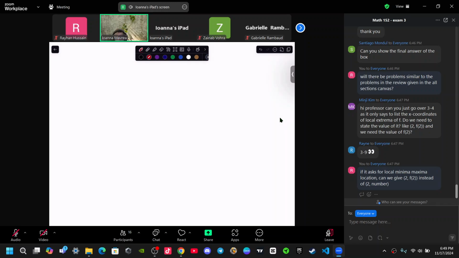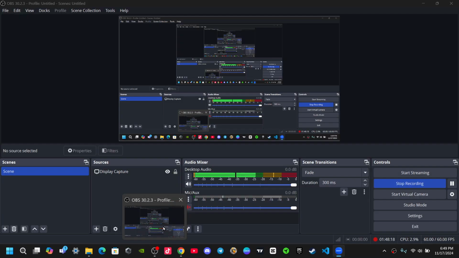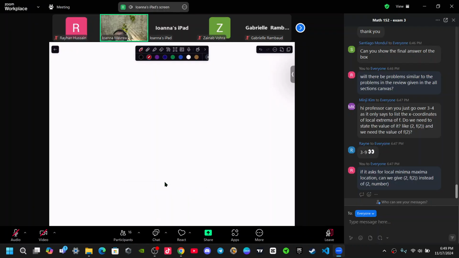And if it asks you for both, they will say, give the absolute maximum and the x coordinate where it occurs. So that means give those two numbers separately. The absolute maximum is f of 2, whatever that is, 4, and it occurs at x equals 2. Actually, you have to give them separately.